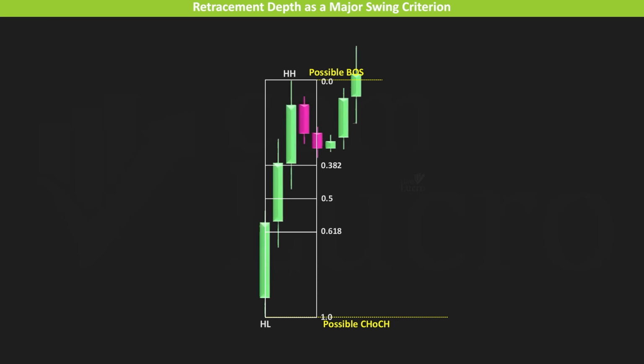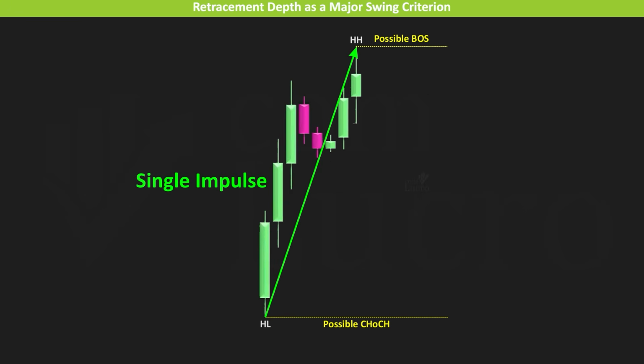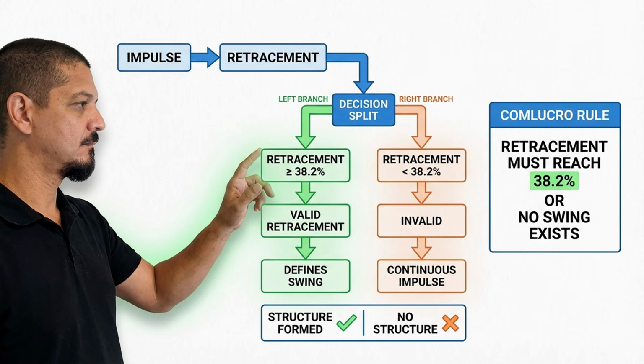Instead of being treated as a completed move followed by a correction, the next push higher is considered a continuation of the same impulsive leg. In other words, both pushes are read as a single impulsive movement rather than two separate swings. This leads us to an important rule in the ComLucro framework, because once structure is clearly defined, the next step is understanding how price retraces within that structure.